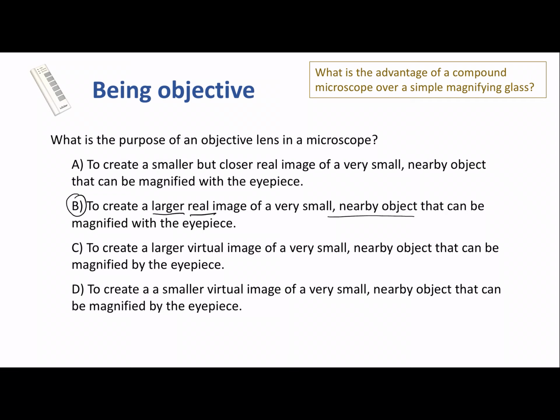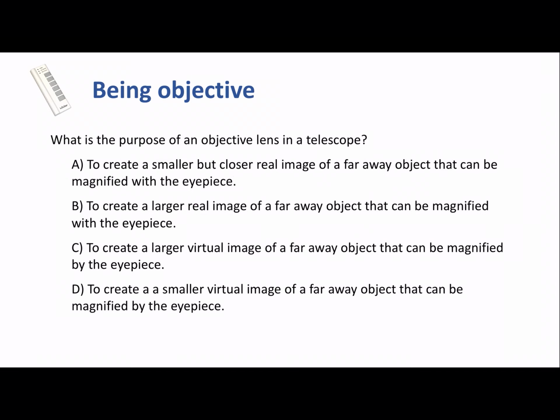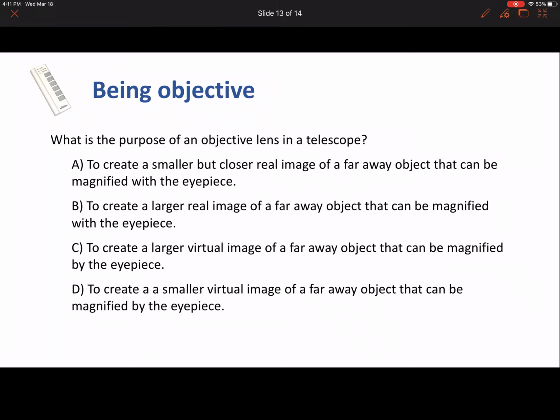All right, what about a telescope? What is the purpose of an objective lens in a telescope? Another question. Pause the lecture, look at these options, think about it a little bit. Telescopes are actually in this way a little trickier than microscopes. And go to the quiz, select which one of these you think is correct.